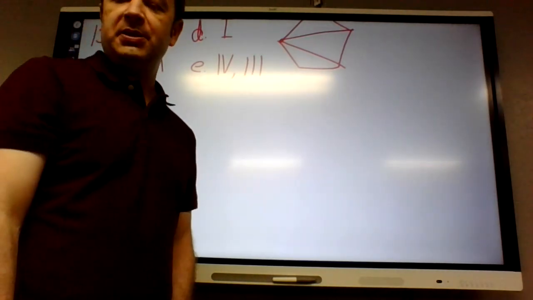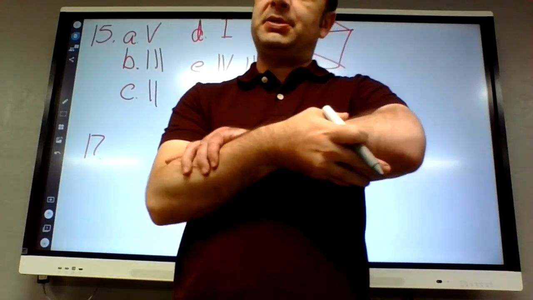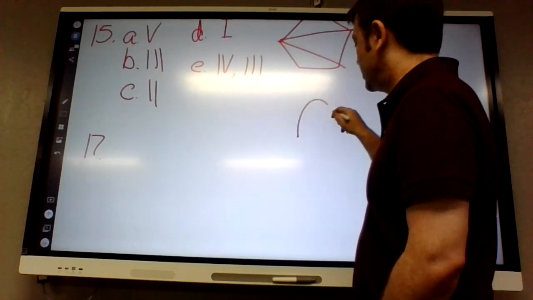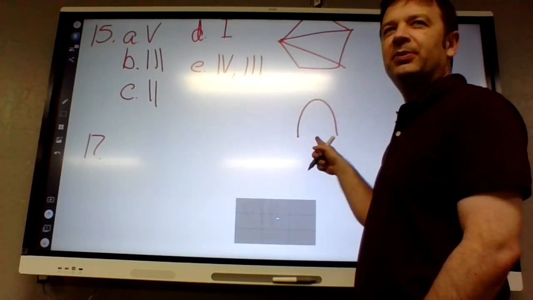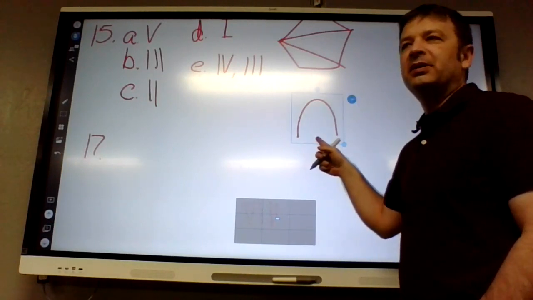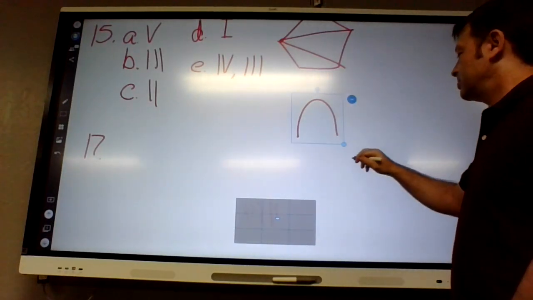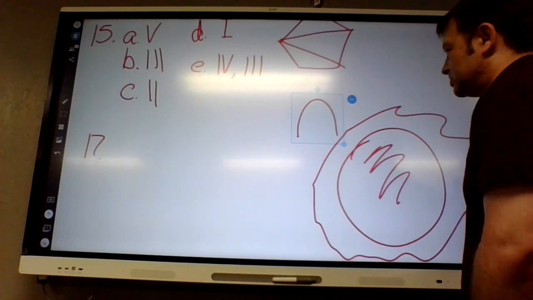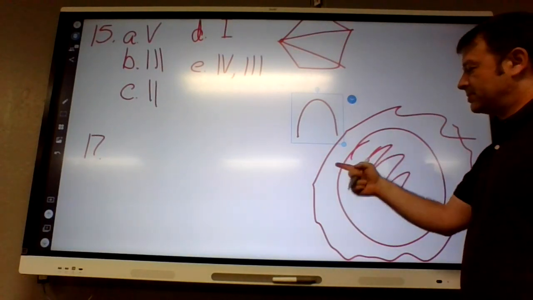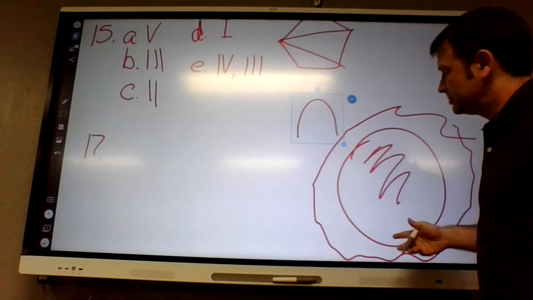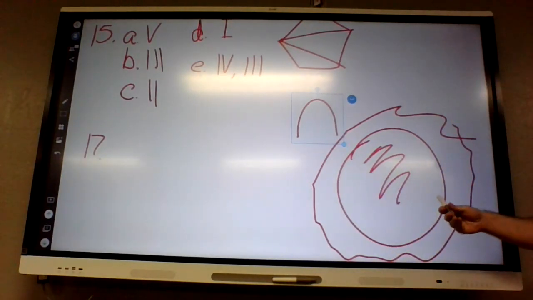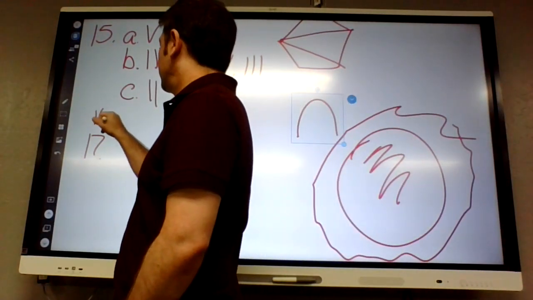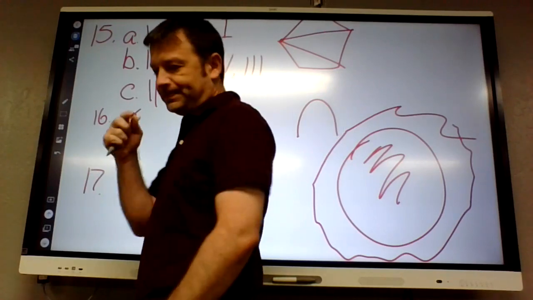16 says, what is the intersection of the interior and exterior of a circle? So do you guys remember what intersection meant? Like this intersection? What does it mean? Only what they have in common. So what do the interior and exterior of a circle have in common? Nothing, yeah. So what should we put? Zero. They call it the null set. It's nothing.